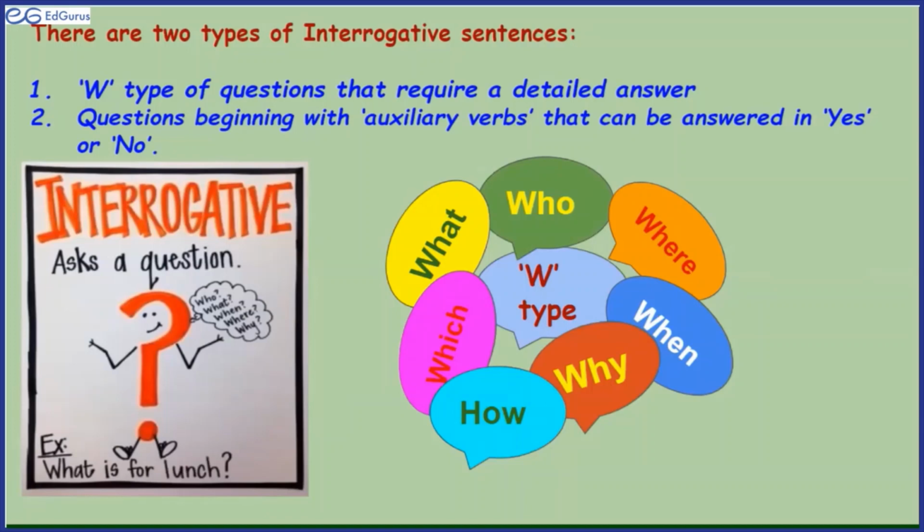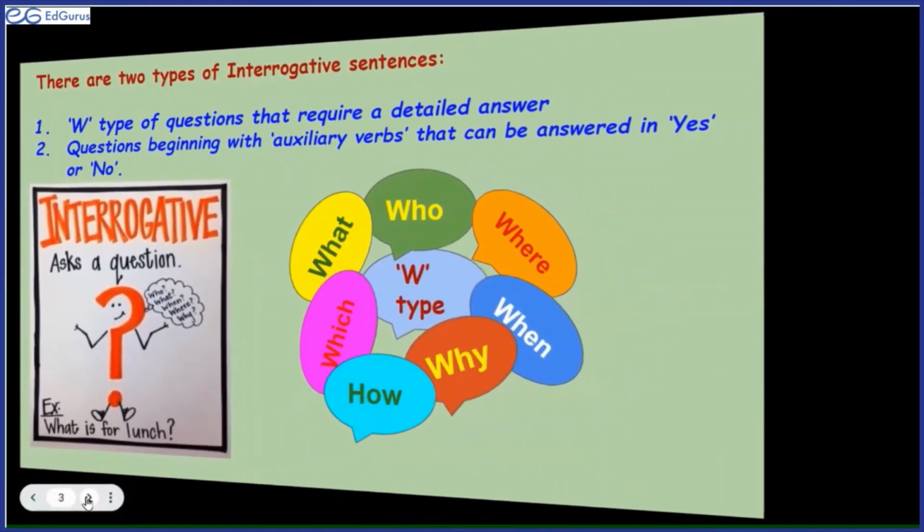Now, these questions can be answered in yes or no. For example, when I say, did you go to school yesterday? No, I didn't. Are you going to see the event? Yes, I am. But in W type of questions, you have to give an explanation. You cannot answer in yes or no. What is your name? My name is so and so. Is that clear? The two types of questions? Yes, ma'am. Okay.